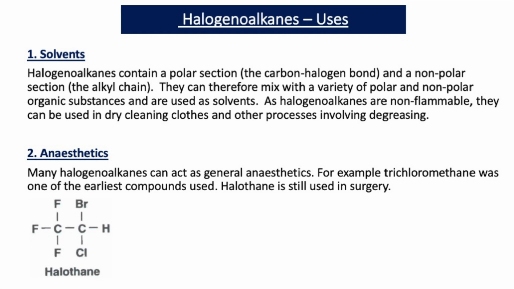So now let's look at the uses of halogenoalkanes. The first use is as a solvent. Halogenoalkanes contain a polar part of the molecule, the carbon-halogen bond, and a non-polar section of the molecule, the alkyl chain, and therefore they can mix with a variety of polar and non-polar organic substances and are therefore used as solvents. And as they are non-flammable, they tend to be used in applications such as dry cleaning and other processes involving degreasing, so they are very good solvents.